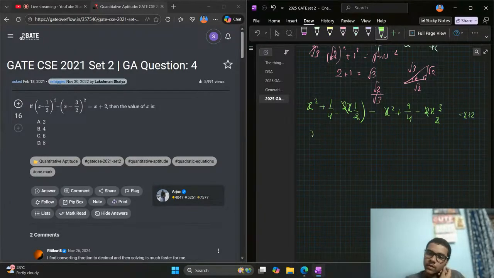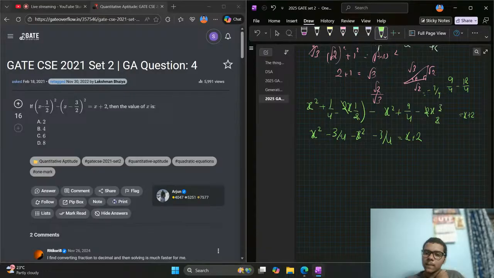X minus 1 by 2 whole square. Should I just expand it? Don't we have anything else? X square plus 1 by 4 minus 2x into 1 by 2, minus x square plus 9 by 4 minus 2x into 3 by 2 is equal to x plus 2. So what we got is x square minus 1 plus 1 by 4 is minus 3 by 4, minus x square plus 9 by 4 minus 3. 9 by 4 minus 12 by 4. How much is that? Minus 3 by 4. Minus 3 by 4 is equal to x plus 2.